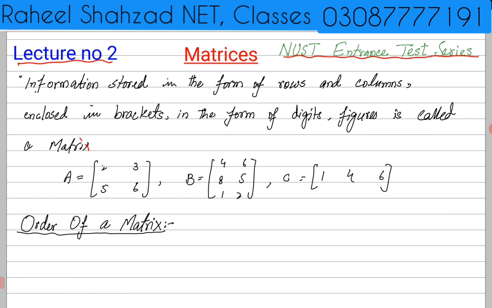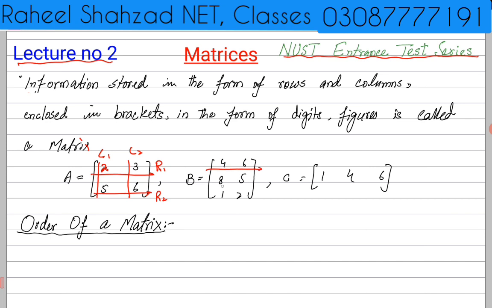Right? For example, if I write A as 2, 3, 5 and 6, B as a matrix 4, 6, 8 and 5, 1, 2, C is a matrix with 1, 4 and 6. So here we need to understand that these are known as rows. So this is my row 1 and row 2. For example, this is my column 1 and this is your column 2.